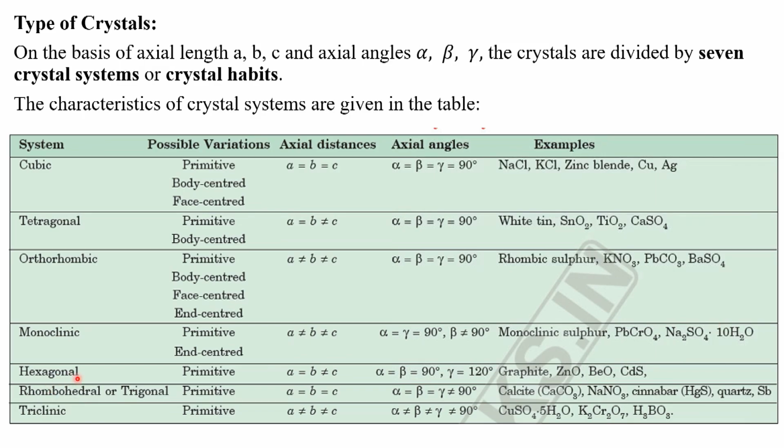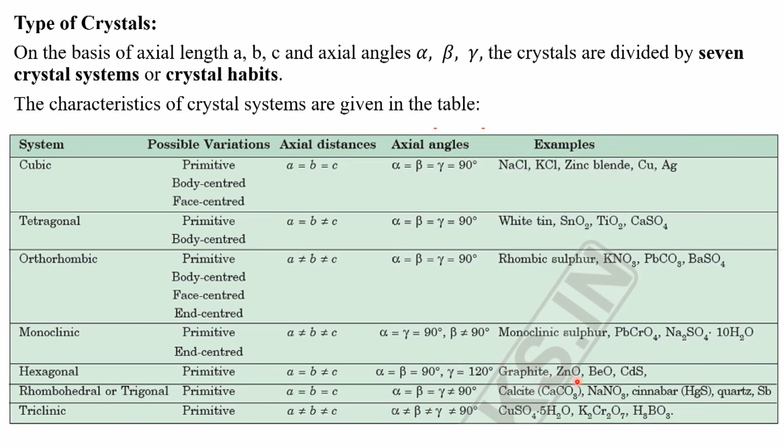Next comes hexagonal, where the possible variation is primitive. Here a = b but not equal to c. Here alpha and beta are equal and they are equal to 90 degrees, but gamma is 120 degrees.